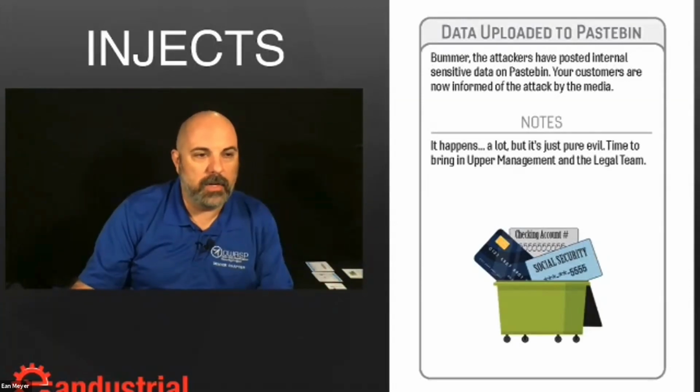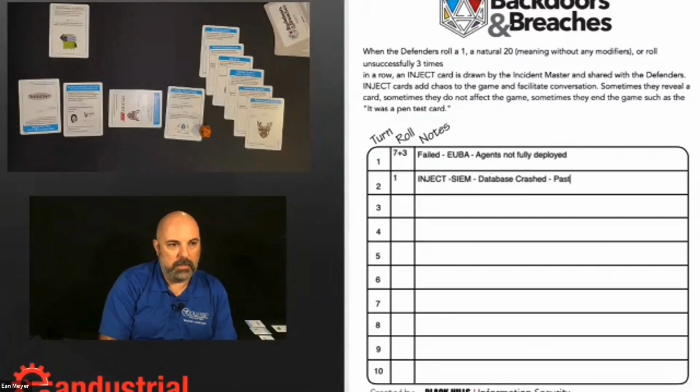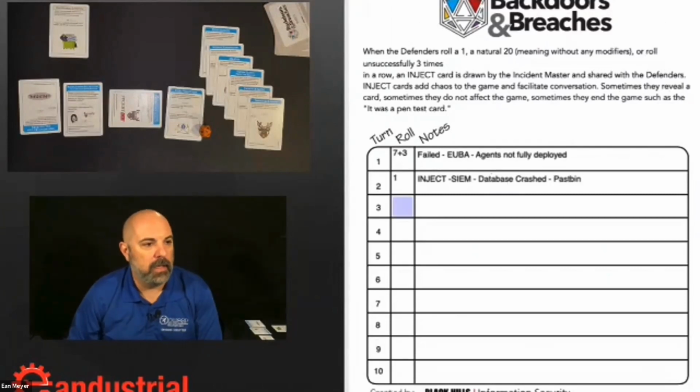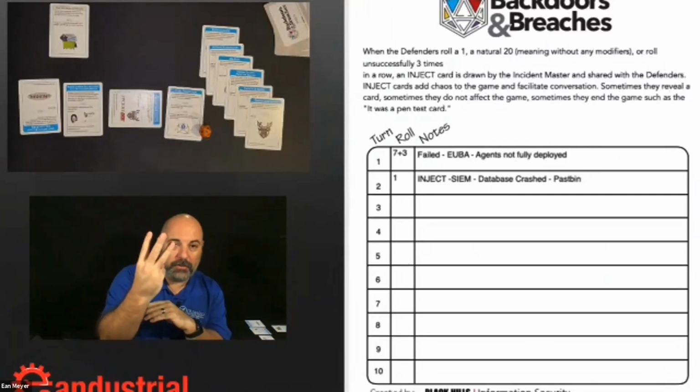So I'm going to come over here. Let me just make one more update to the cards, turns, and me. Perfect. And database crashed. And the inject was Pastebin. Okay. So we are on to turn 3. Now, remember what happens when we have 3 failed turns?